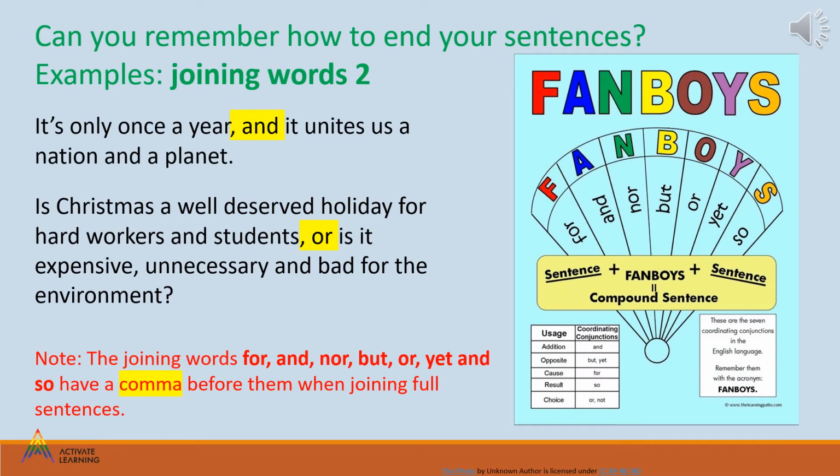Some joining words in compound sentences are usually written with a comma before them. These are for, and, nor, but, or, yet, and so. And together they form a mnemonic, which is fanboys.